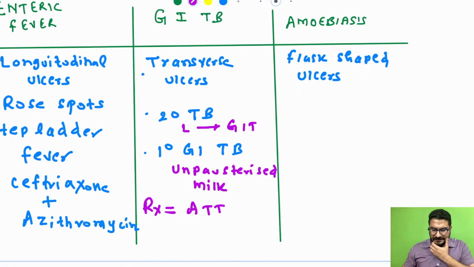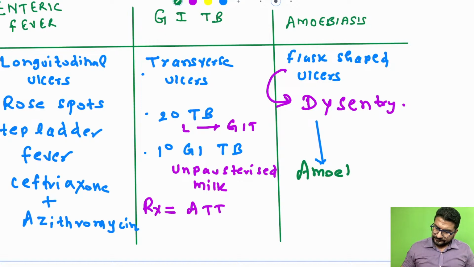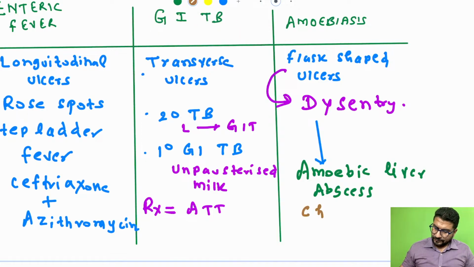Flask shaped ulcers, understand these are seen in amoebiasis. Now coming to amoebiasis, look at the screen carefully and try to understand. Initially the patient will develop dysentery. पहले patient को dysentery होगी, means दस्त लगेंगे. Later on, especially whenever the patient is alcoholic, it can convert into amoebic liver abscess. And in amoebic liver abscess, understand this thing, the patient will have a chocolate color or brown color pus. So इसको बोलते हैं chocolate pus.